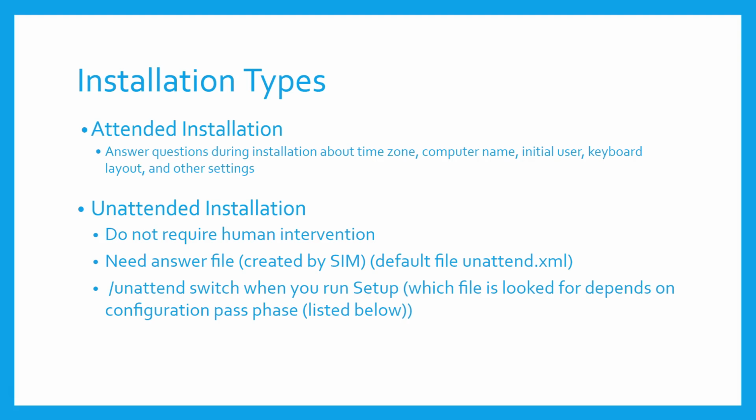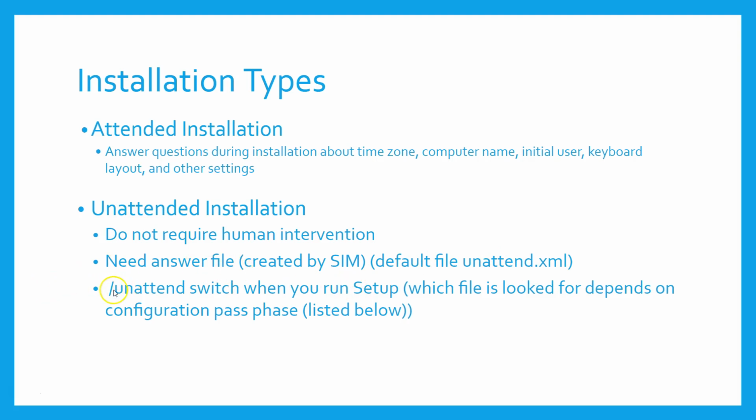An unattended install does not require human intervention, which is nice if you're doing 10 machines or 5 machines in a row. What you can do is create what's called an answer file. That answer file will have the answers to all its questions. By default, the file should be called unattend.xml. There are ways to specify different unattend files.